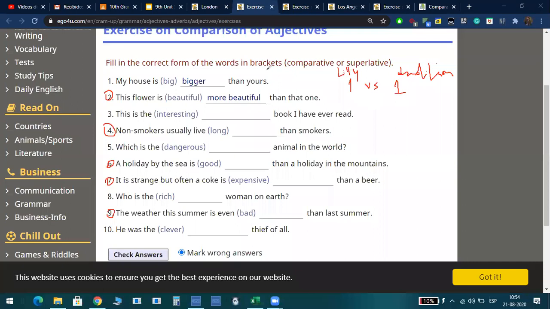Okay, okay. Sorry. So we have non-smokers usually live than smokers, okay? So in this case, let's call it Benjamin Charlie. Benjamin Charlie, how would you complete this? Long, one syllable, long. Okay, thank you, Benjamin Charlie.